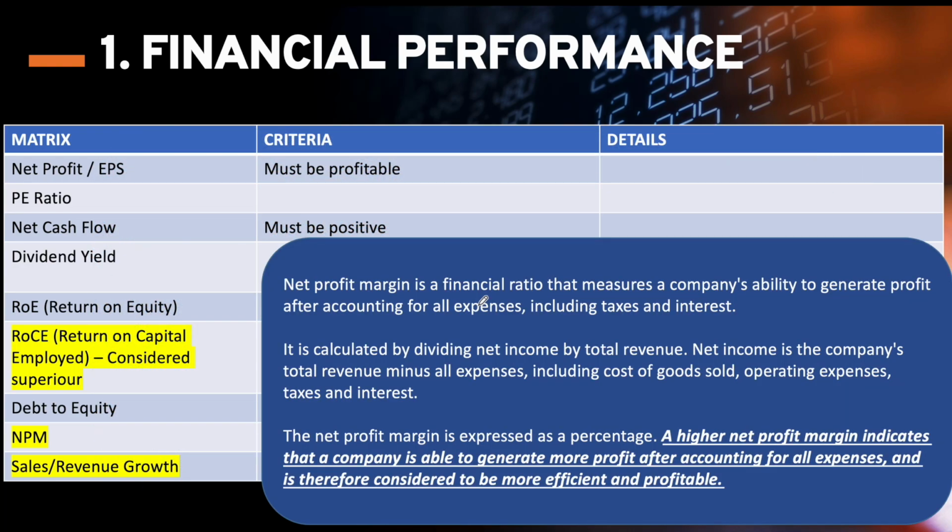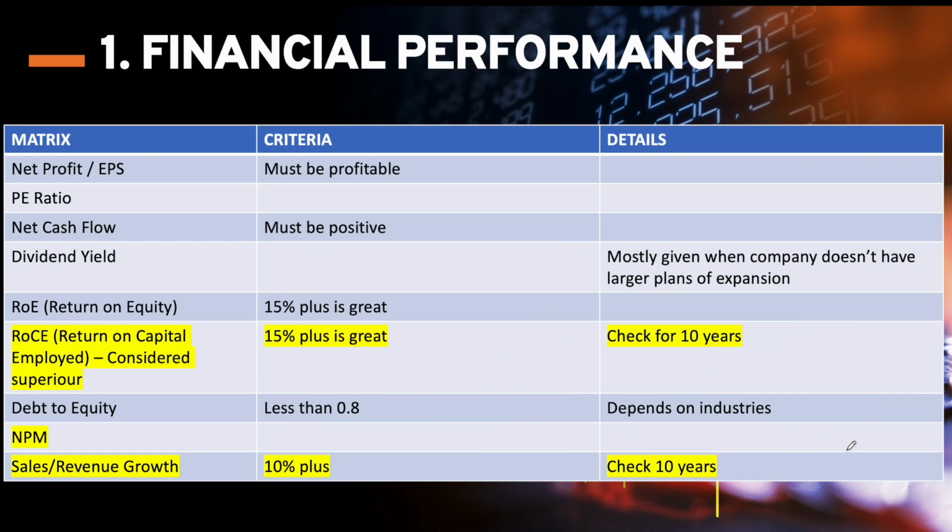Net profit margin, this is basically calculated by dividing net income by total revenue. Again, it's a very important metric. So a higher net profit margin indicates that the company is able to generate more profits after accounting for all its expenses. And the next one is sales growth.